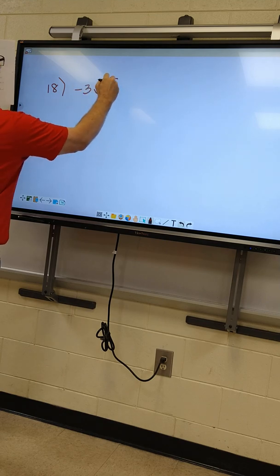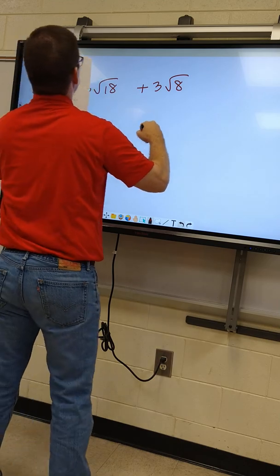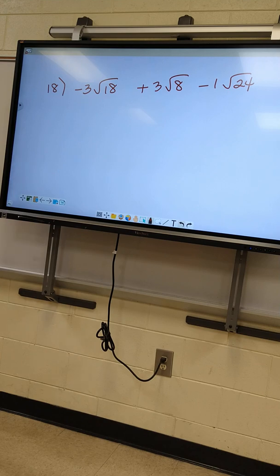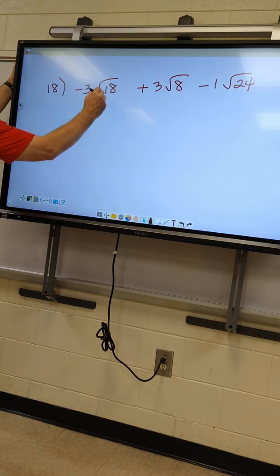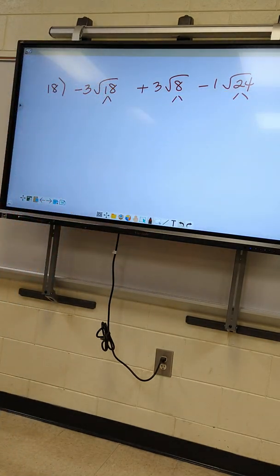Negative 3 root 18 plus 3 root 8 minus 1 root 24. Now, I'm not going to give y'all many of these long ones on the test because they take so long. You have to break down each one of these square roots. There's no shortcut. You're going to have to just try to find numbers on the board that divide into them. I'm going to give y'all about a minute to get ahead of it. All right, so see first what you can divide into 18. Hunter said 9. 9 times what? All right. 2 times 9 will work on 18. Y'all go from there.